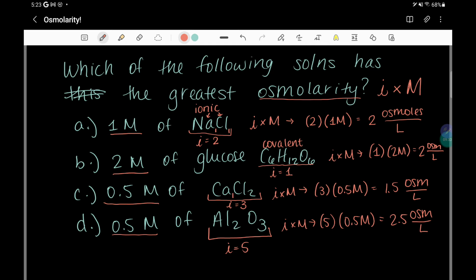Okay, so our best answer here, which of the following solutions has the greatest, meaning the largest, osmolarity? Answer is going to be D.